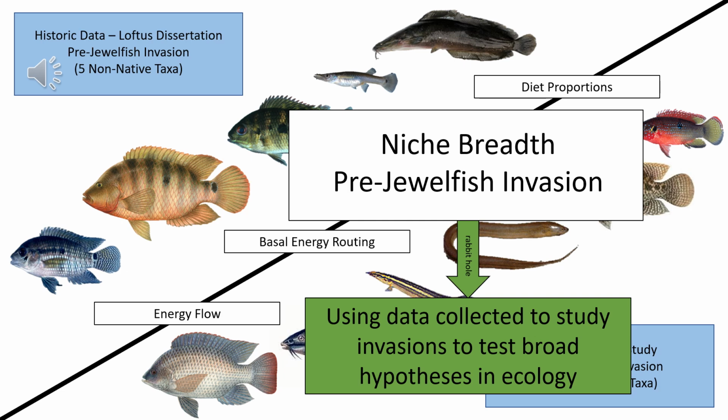Specifically, I wanted to use these data to test a hypothesis about invasions, the biotic resistance hypothesis, as well as use the niche breadths I have based on stomach content data from the pre-jewelfish invasion food web to test a broad hypothesis in ecology, the niche variation hypothesis. I was interested in testing both invasion and broad ecological hypotheses with the same data set.